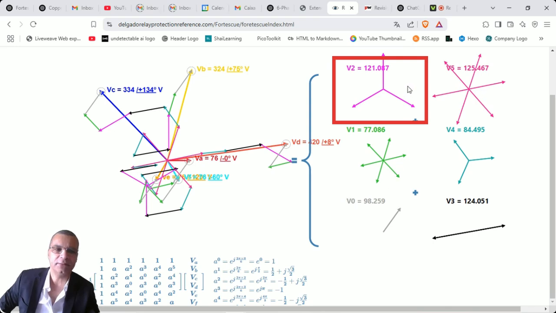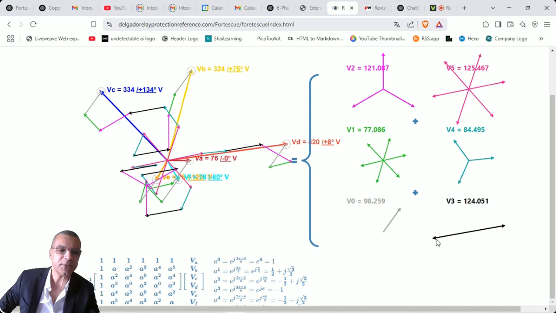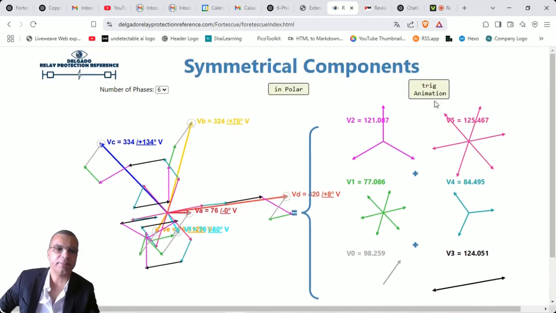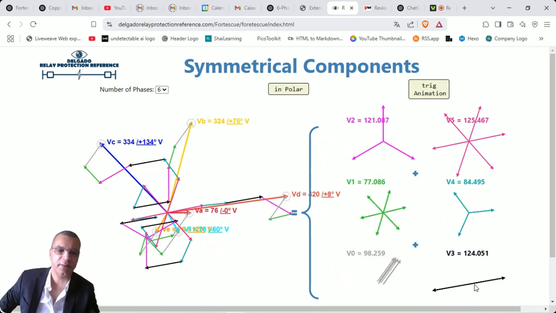Then 120, where we just rediscover our balanced positive or negative phase sequence. And then an interesting one is V3, which is basically phases separated by 180 degrees. So you'd have 0, 180, 0, 180, 0, 180. Next you've got 240 and then 300. As before, you can trigger the animation and see how all these correspond. You can see all these vectors are basically corresponding to what you have on the left.